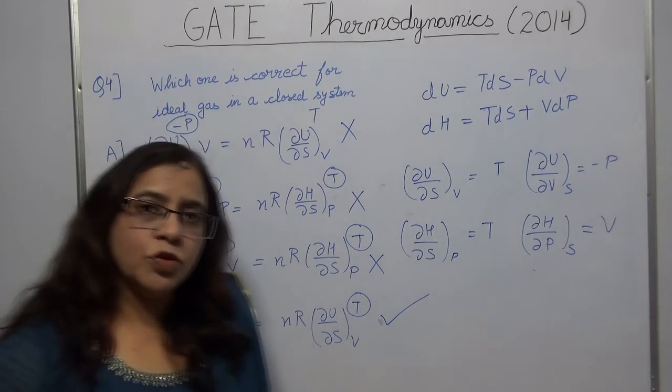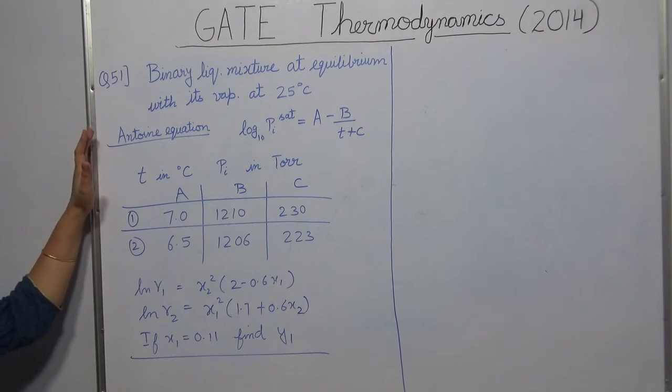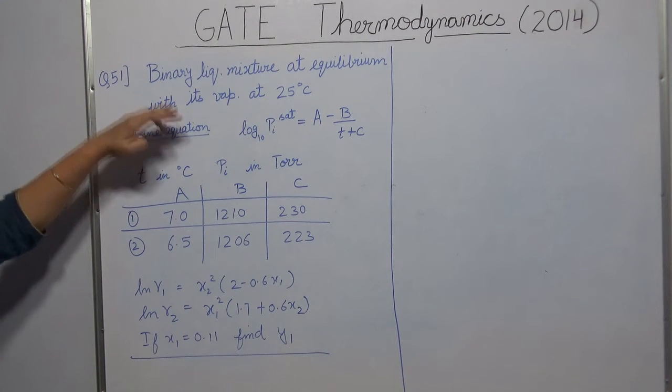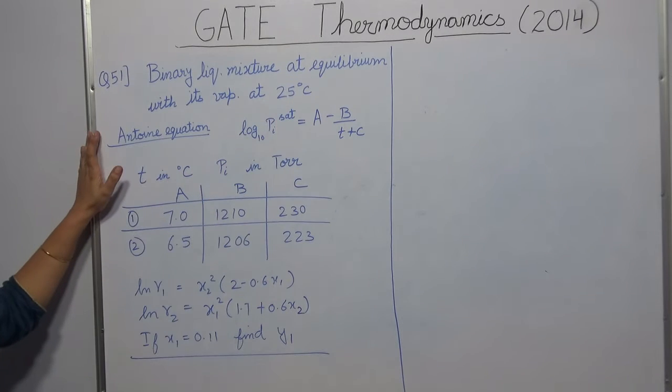Okay, now let's move on to the last problem which appeared in 2014. The last question which I am going to take is based on vapor-liquid equilibrium. You have a binary liquid mixture which is in equilibrium with its vapor at 25 degrees centigrade. They have given you a certain data set.